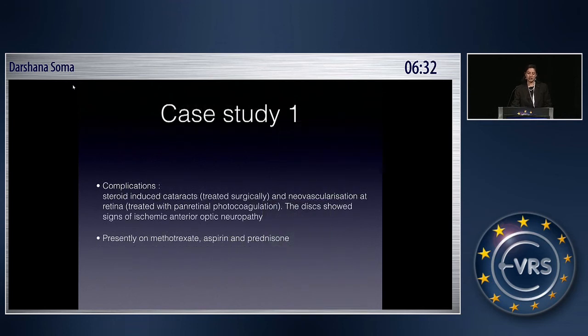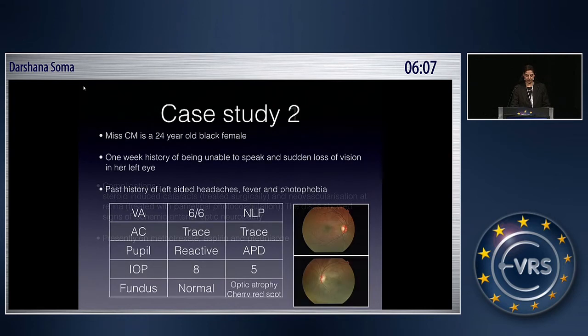The complication that she had was steroid-induced cataracts, which we treated surgically, and she also presented with neovascularization of the retina, which we treated with pan-retinal photocoagulation. I assume in this day and age, one would also consider the use of anti-VEGF. The discs showed signs of ischemic anterior optic neuropathy. The patient is presently on methotrexate, aspirin, and prednisone, but because of her lumbar puncture findings, she was also treated for Koch's disease.